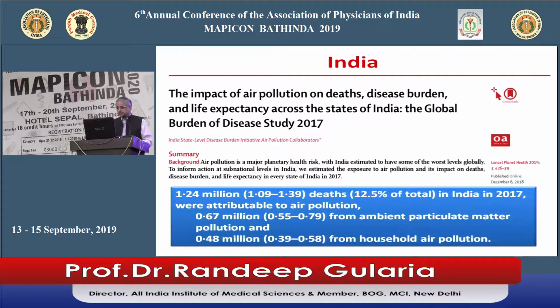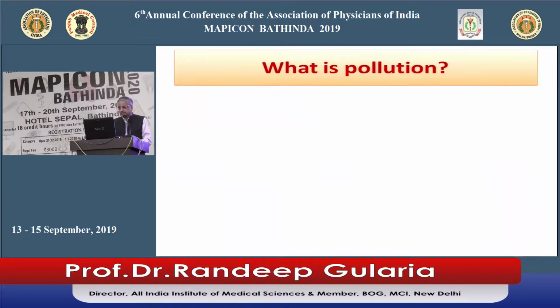This is a paper published in Lancet Planetary Health this year. Again, we tried to look at the impact of air pollution on death, disease burden and life expectancy across states of India in 2017, and we estimated that almost 1.24 million deaths, that is almost 12.5% of total deaths in India in 2017, were attributable to air pollution. 0.67 million from ambient particulate matter and 0.48 million from household air pollution. So both indoor and outdoor air pollution actually cause a significant mortality as far as India is concerned.